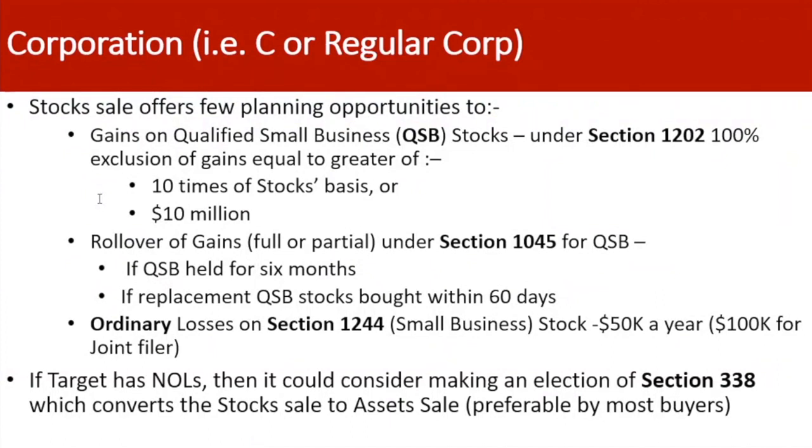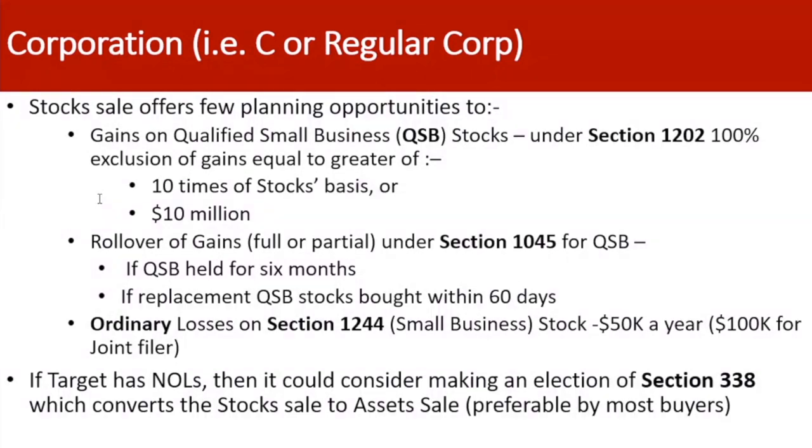So in this case, it's $10 million. So Mr. A can exclude the entire gain on the sale of $10 million. There is another opportunity available, called rollover of gain. You can roll over the gain, full or partial, under section 1045, which is, again, the stock has to be qualified small business stock.